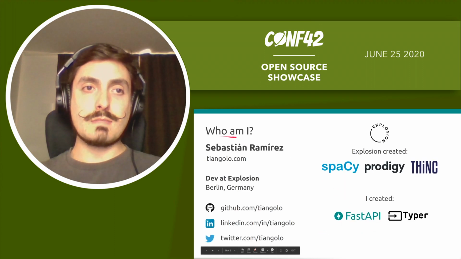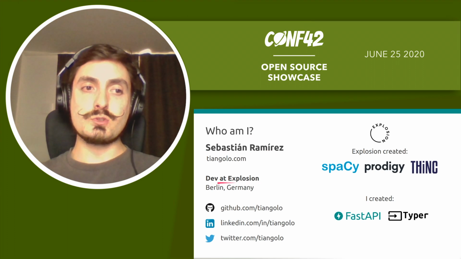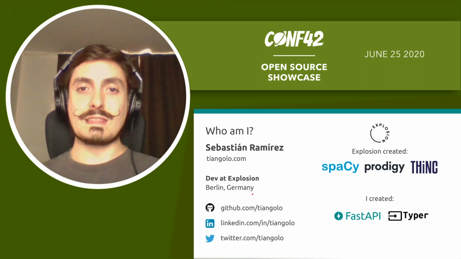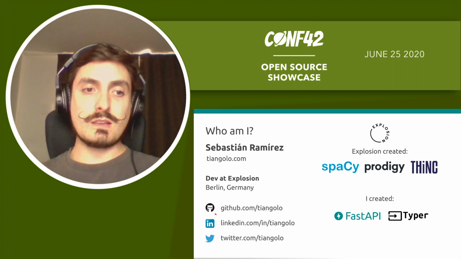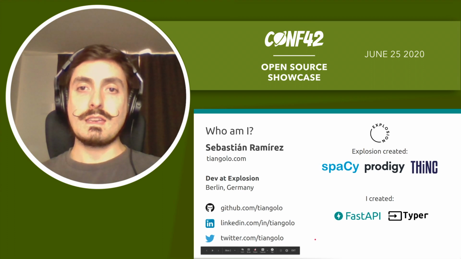First, who am I? I'm Sebastian Ramirez. I'm a developer at Explosion in Berlin, Germany. I'm actually from Colombia in South America, that's why the accent. You can find me on GitHub, LinkedIn, Twitter.